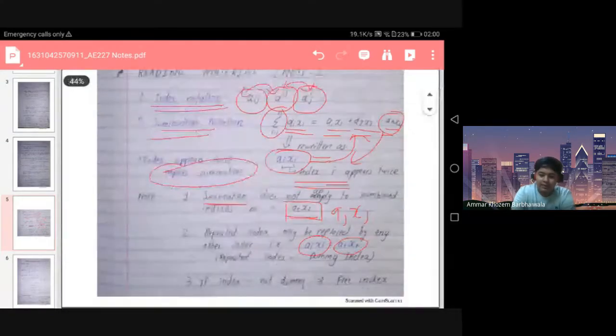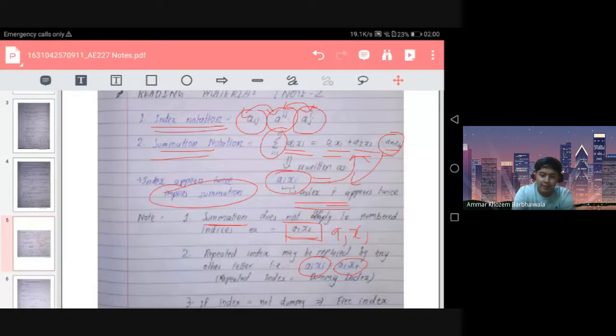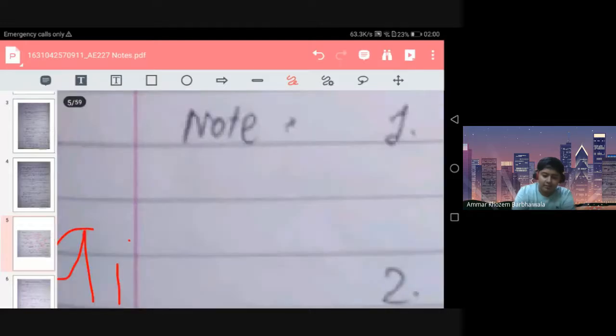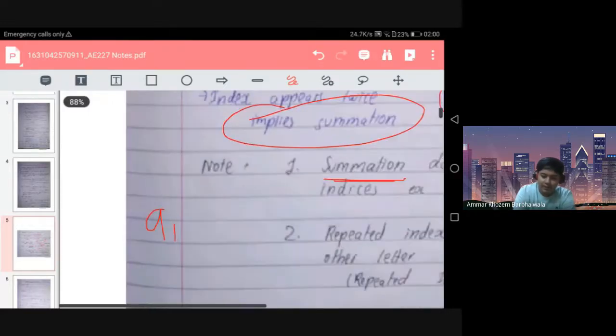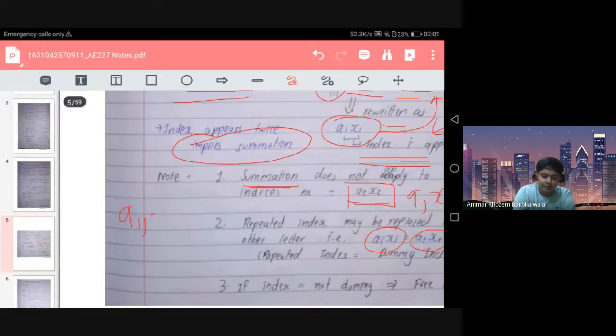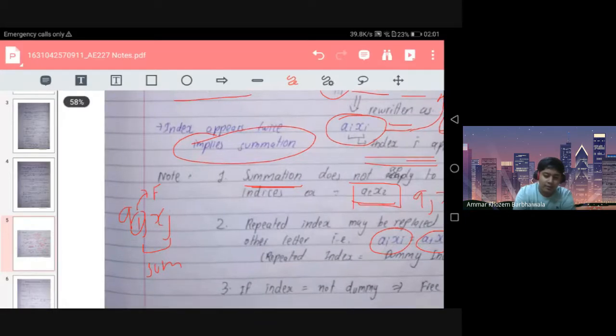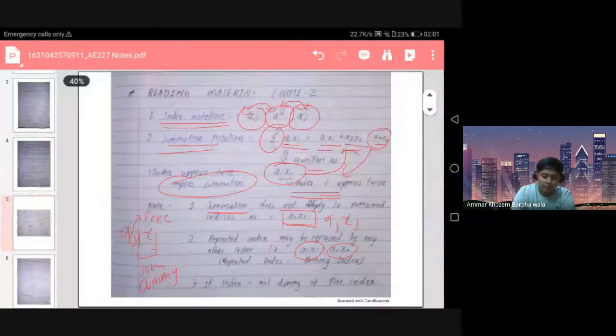So there is also this thing called dummy index and free index. If there is a doubled index, suppose I write a_ij x_j. In this, j is repeated twice, which implies that I would sum over j. But i is a free index, so I would not sum over i in this case. So i would be my free index, and j would be my dummy index because I'm summing over that j basically.